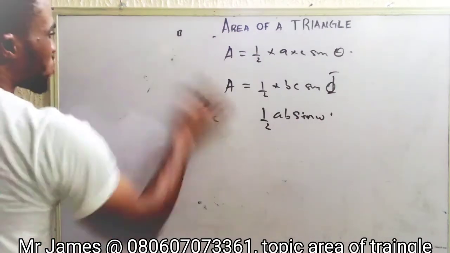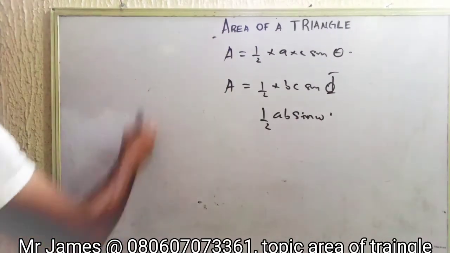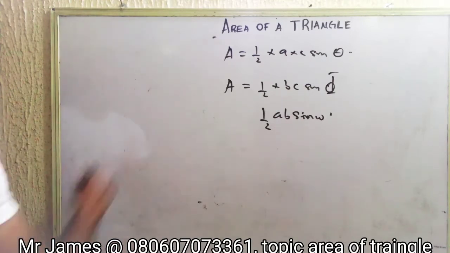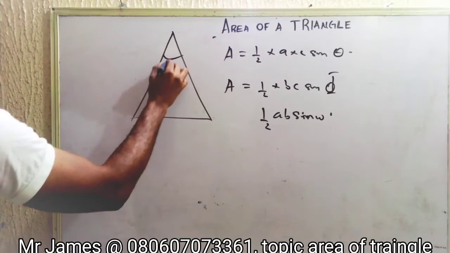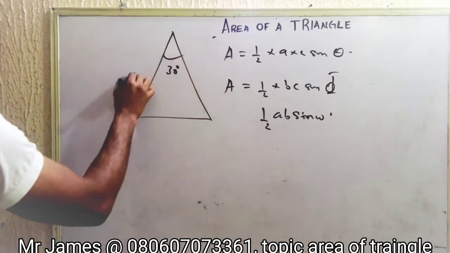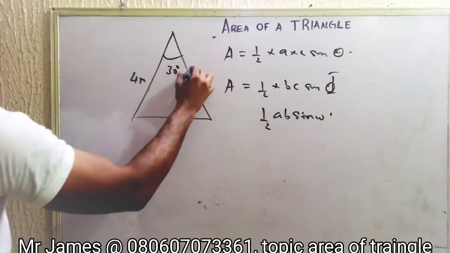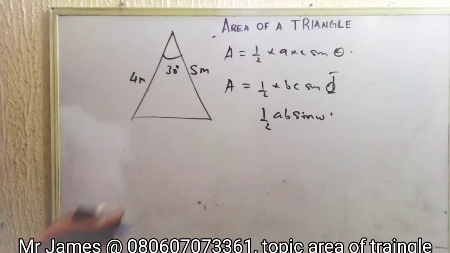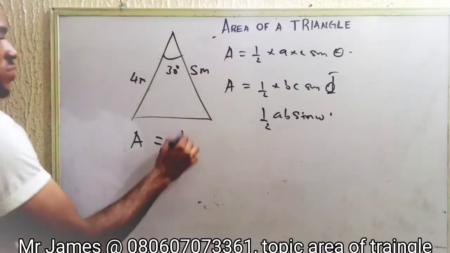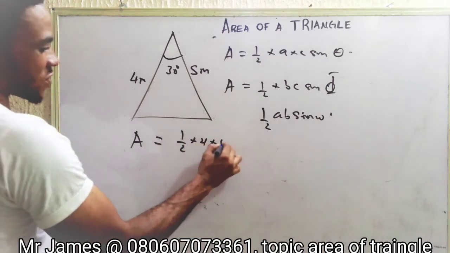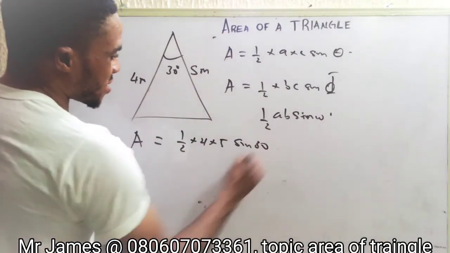So looking at this triangle in this manner, let's say I have a triangle with 30 degrees, and I have 4 meters against 5 meters, and I'm to find the area of this triangle. All I have to do is say 1 over 2 times 4 times 5 sine 30.